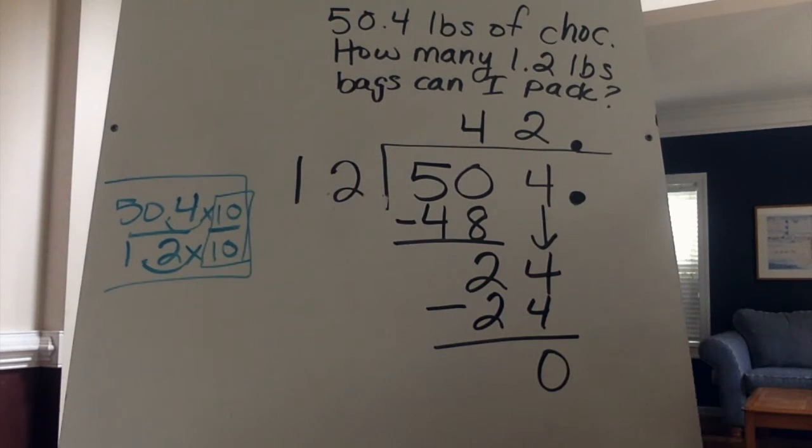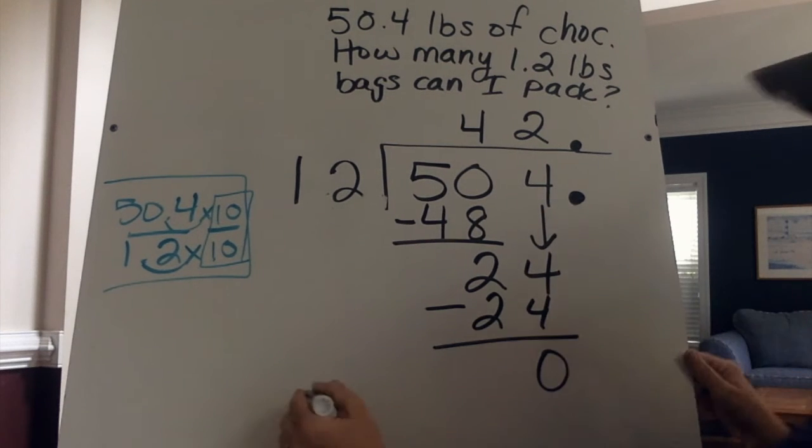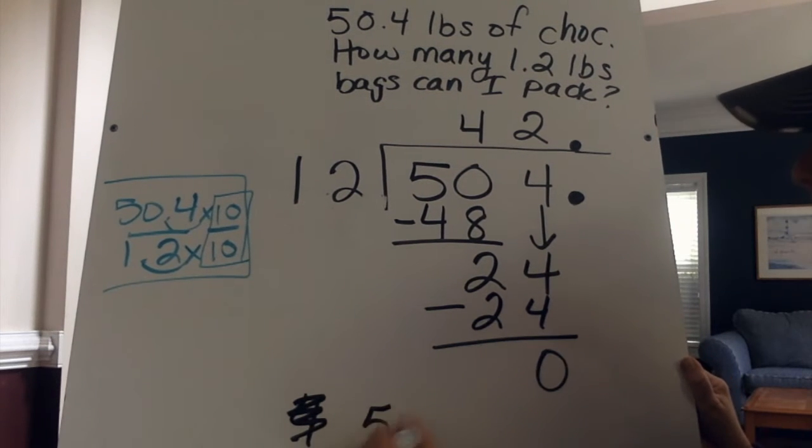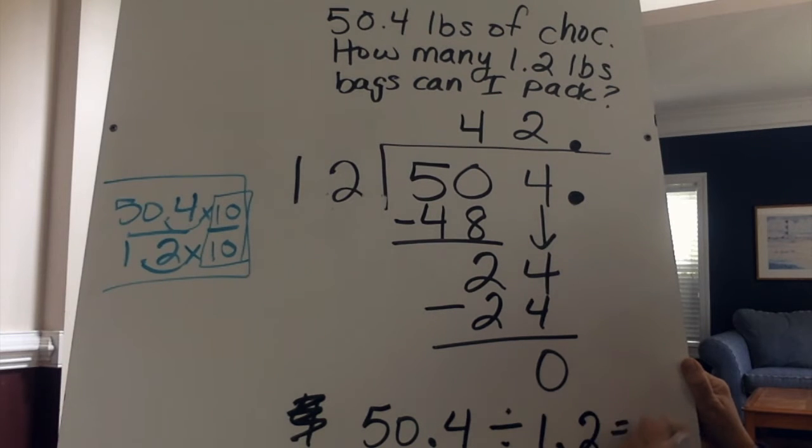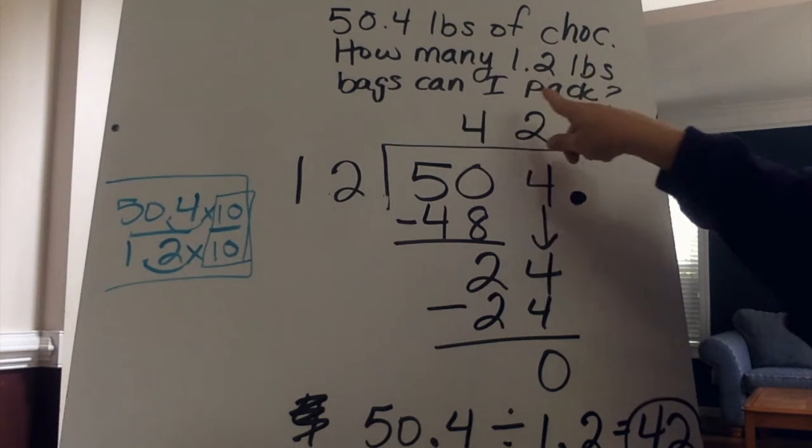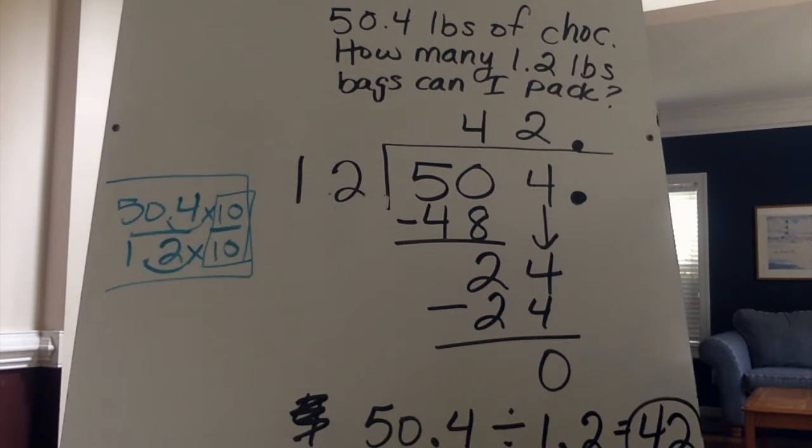No remainders. I'm done. So 50 4/10 divided by 1 2/10 is 42. So I can make 42 bags of 1 2/10 pounds in order to get 50 4/10 of a pound of chocolate. All right, let's try another one.